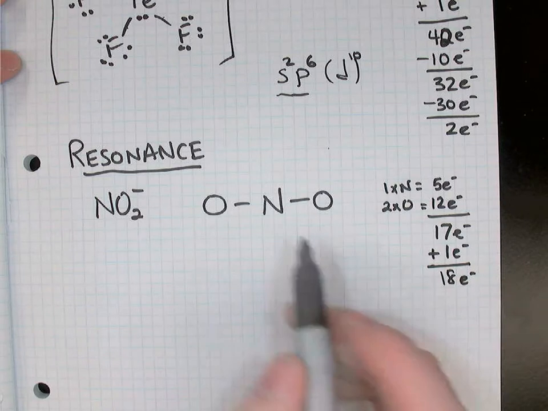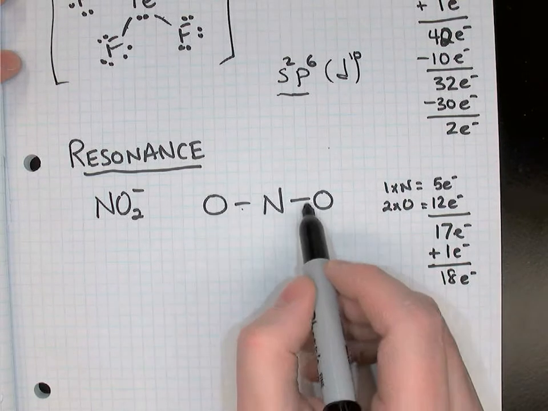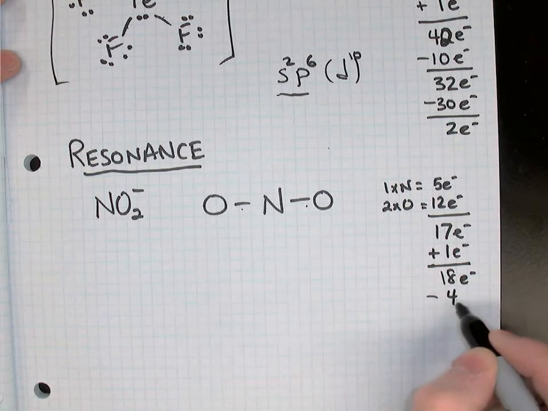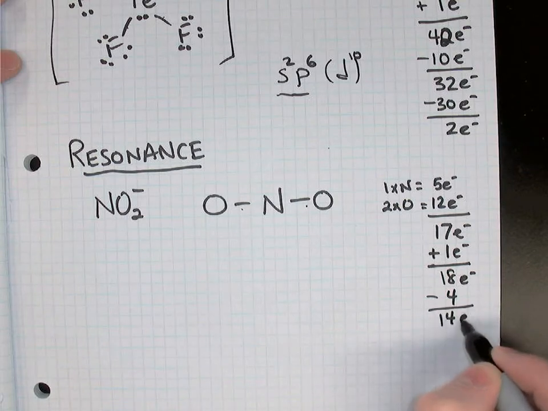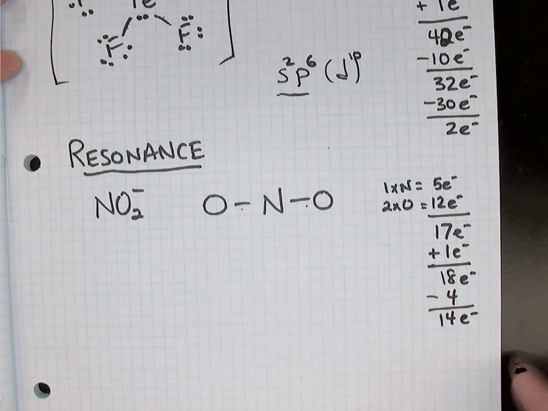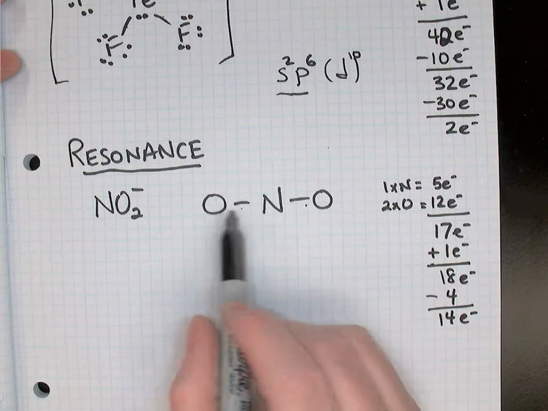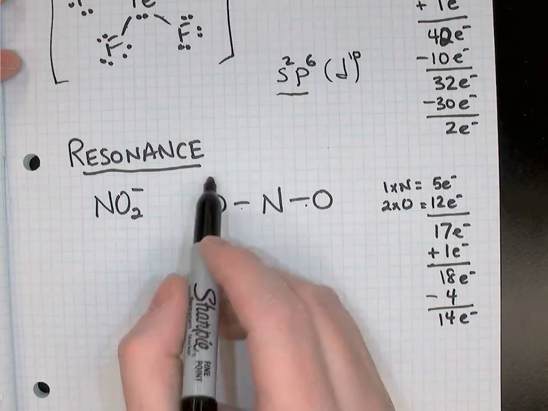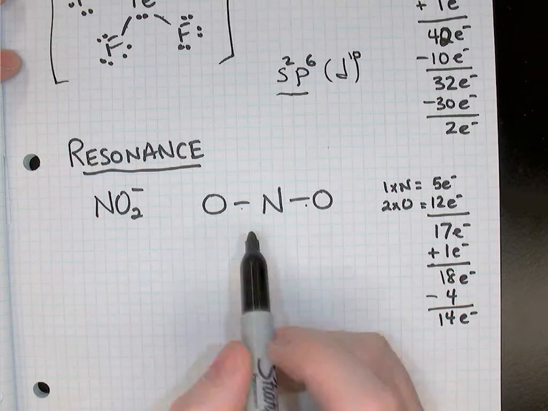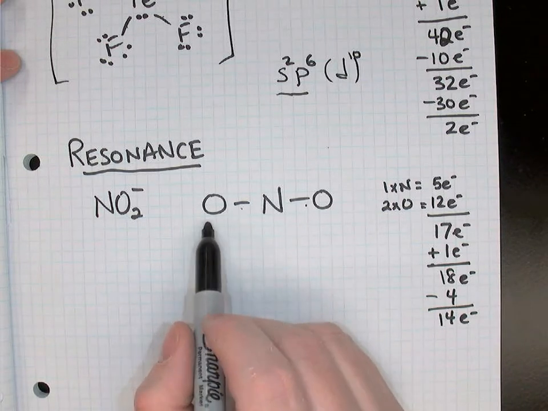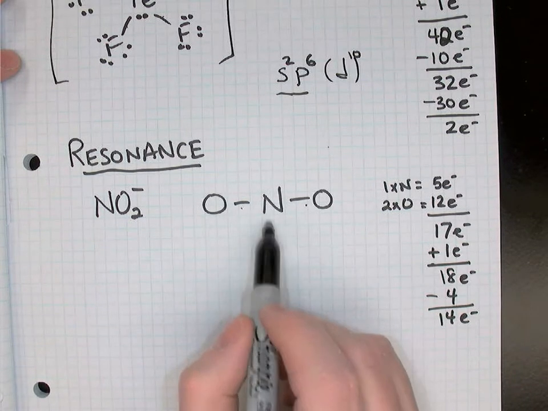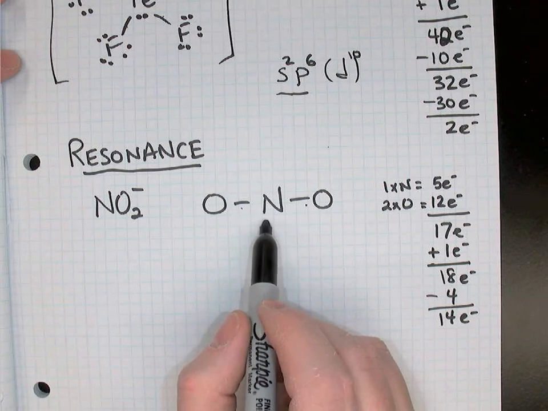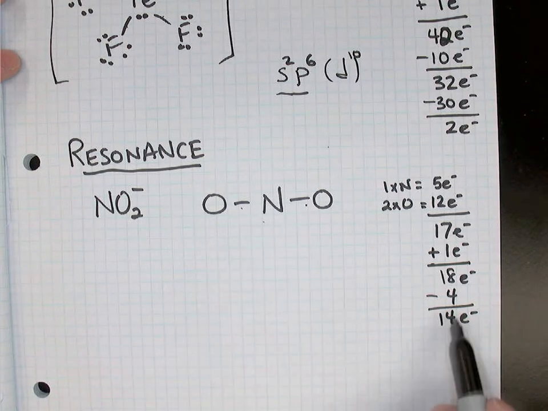We've already used up 2 and 2, so we've already used up 4 electrons, leaving us with 14 electrons remaining. If we look at the 2 oxygen atoms right now, they each have just 2 electrons, so to get their octets, they would each need 6 more electrons. That's going to use up 12, but the nitrogen needs 4 more electrons itself, so we don't really have enough electrons to do that.